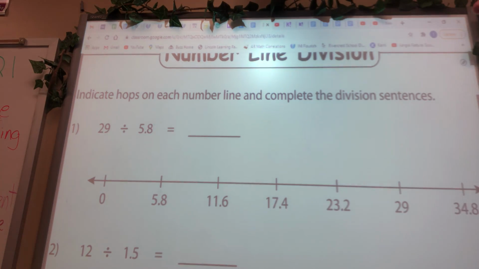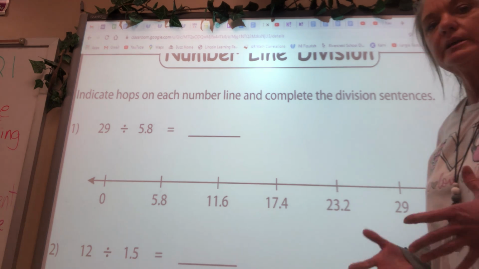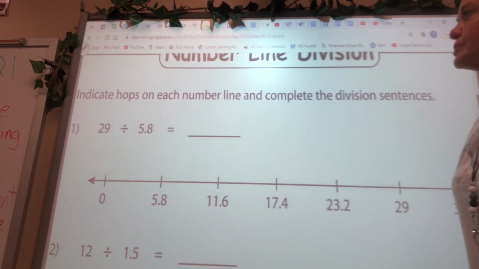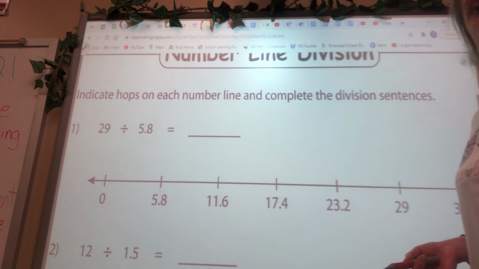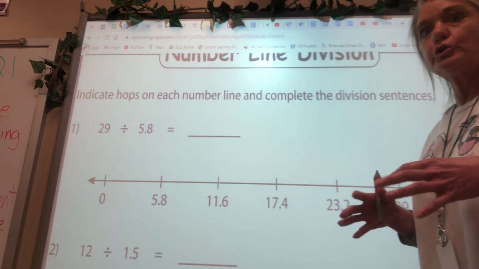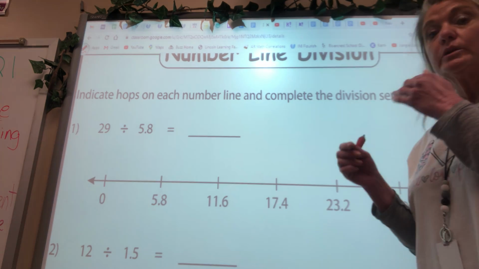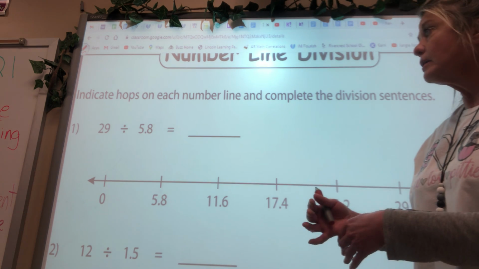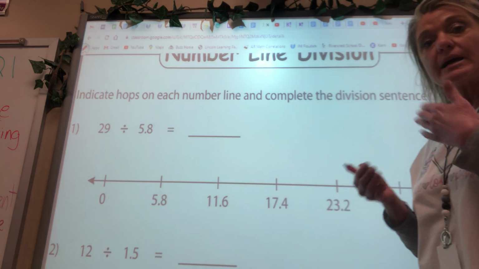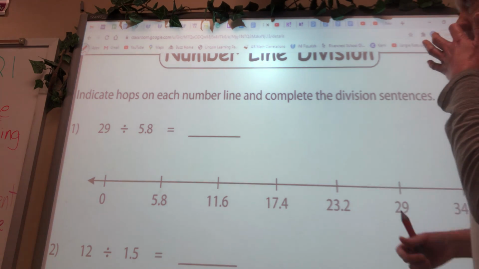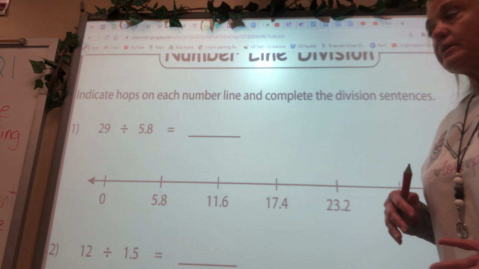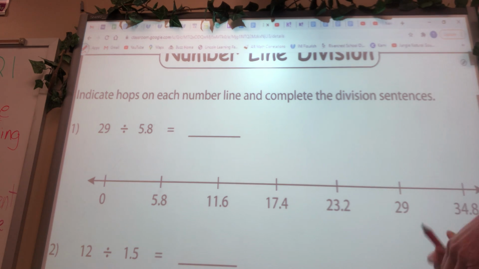Hey guys, we're still working with decimals, and today we're going to start dividing decimals, and we're going to start out by doing it on a number line. When we're dividing numbers, you know how in multiplication, if you're not quite sure how to multiply, you can do repeated addition? Well, you can also do repeated subtraction when you divide, since multiplying is the opposite of dividing and adding is the opposite of subtraction, then we can use that method.